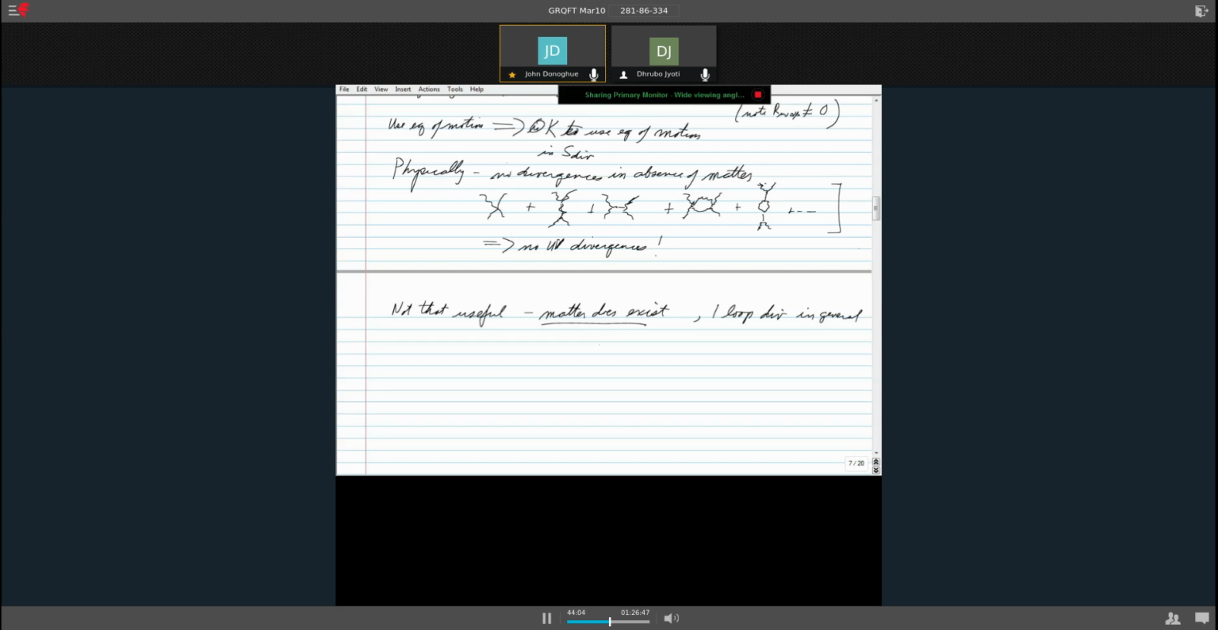However, in the end, it's not that useful, except in special cases where you forget about matter, just because matter does exist. And in the absence of matter, these divergences have physical meaning. They're there. Okay, so matter exists. So there are one-loop divergences in general.